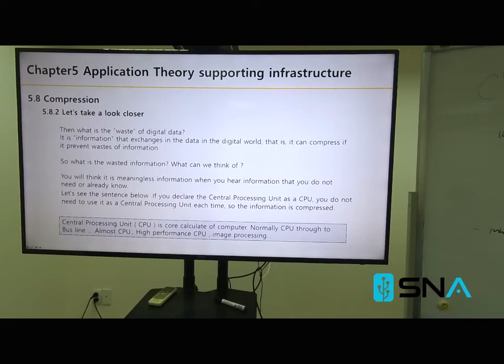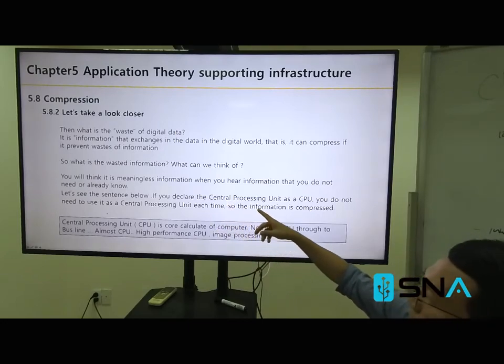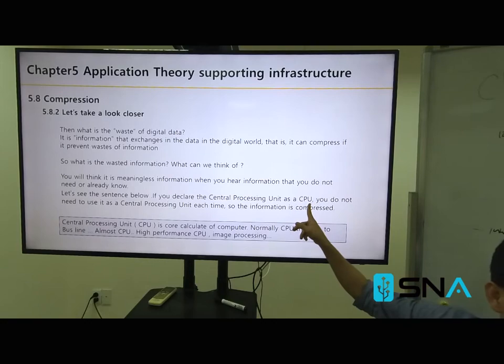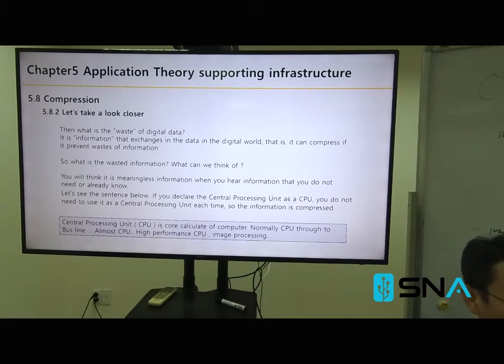For example, let's see the sentence below. If you declare the central processing unit as a CPU, after that we can use only CPU. We don't need the full sentence anymore. So we do not need to use central processing unit each time. The information is compressed. We can just use CPU. Yes, the characters are compressed.